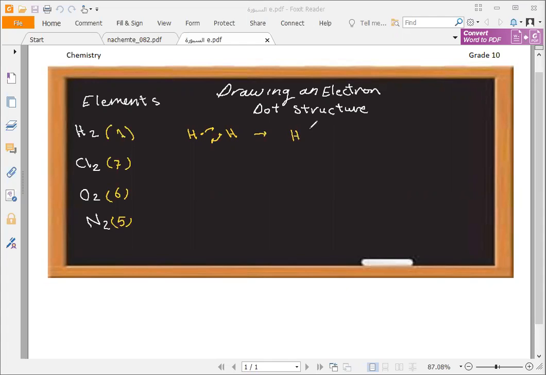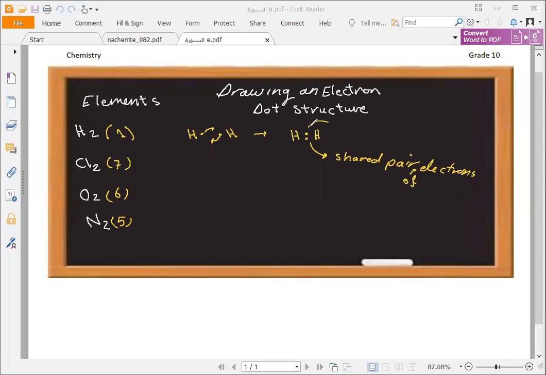It will form H, two dots like this, and this represents a shared covalent pair of electrons. How many shared pairs of electrons are there between the two atoms? One pair.